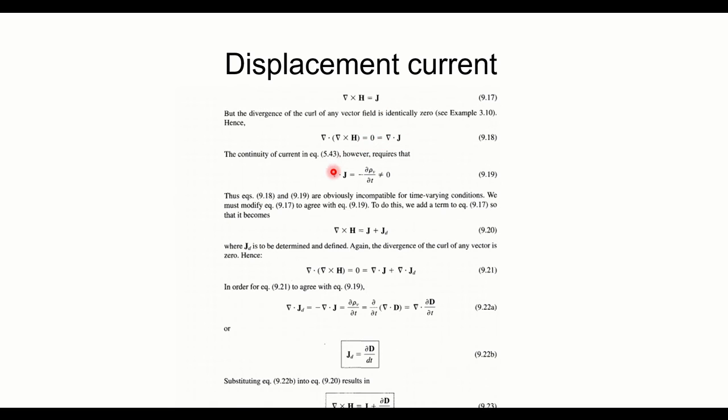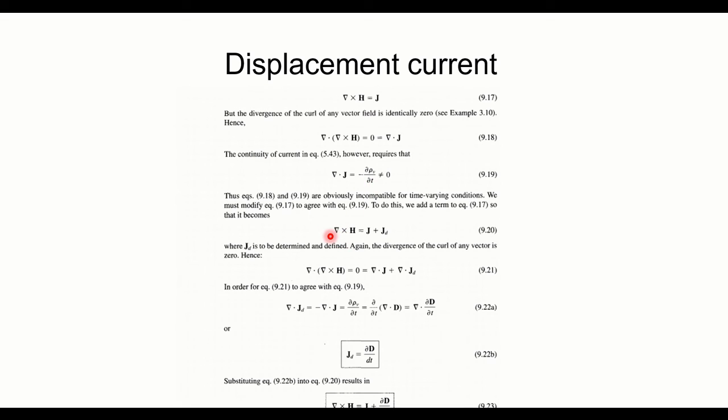But we know that according to the continuity of current equation, del dot J is equal to minus dou rho V by dou T. It is not equal to 0. So when we compare these two equations, they are incompatible. In order to satisfy the continuity of current equation, we have to add one term to this equation, that is, del cross H will be equal to J plus JD.